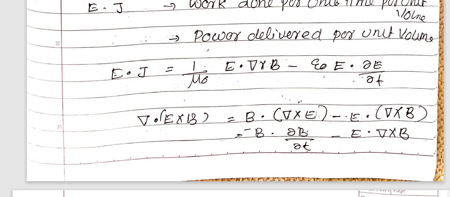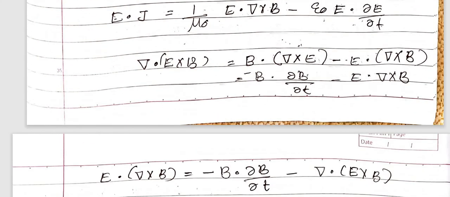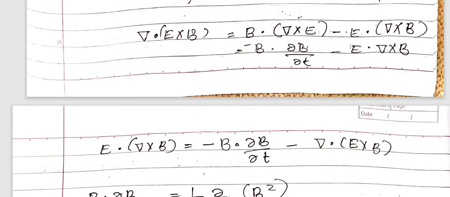We know that del cross E is equal to minus ∂B/∂t. So here, minus B dot ∂B/∂t minus E dot del cross B. We take this term to the left hand side, so you will get E dot del cross B equal to minus B dot ∂B/∂t minus del dot E cross B.